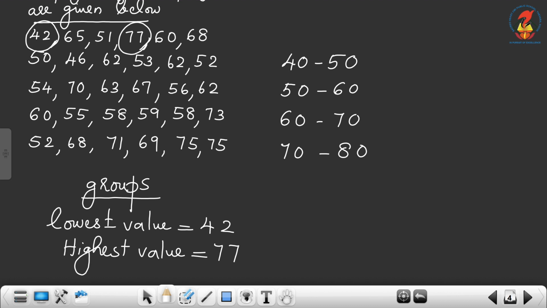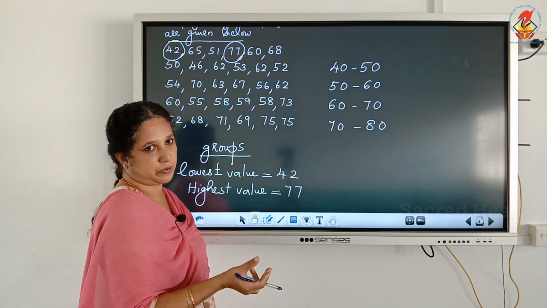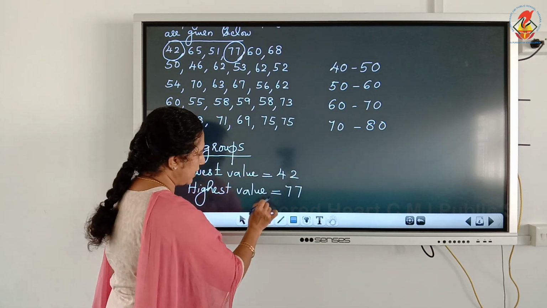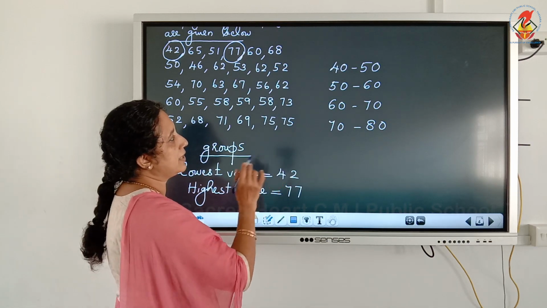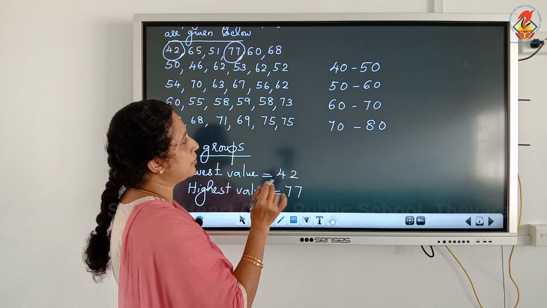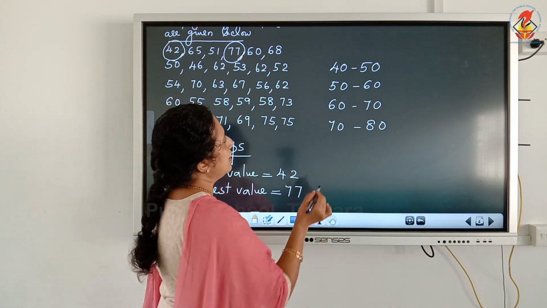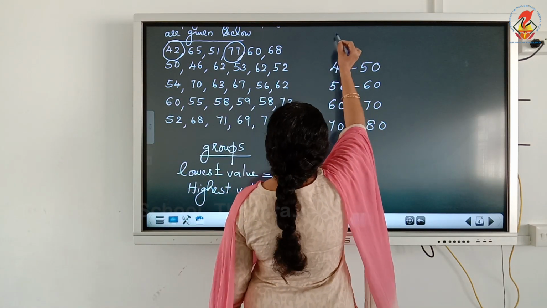Now the lowest value as well as the highest value is included in these groups, and all other observations are also included. So to divide the data into different groups, first of all find out the lowest value and the highest value, and you can make the groups: 40 to 50, 50 to 60, 60 to 70, 70 to 80. Now we have the groups.